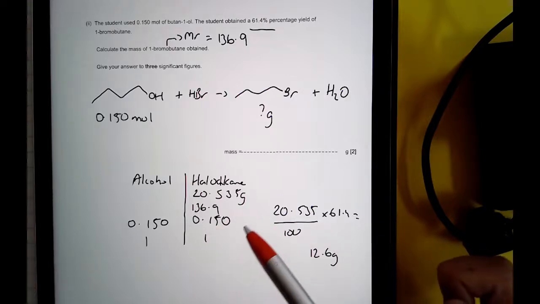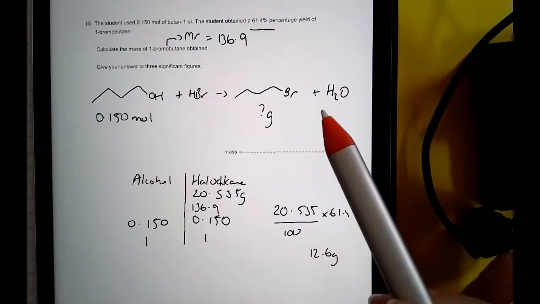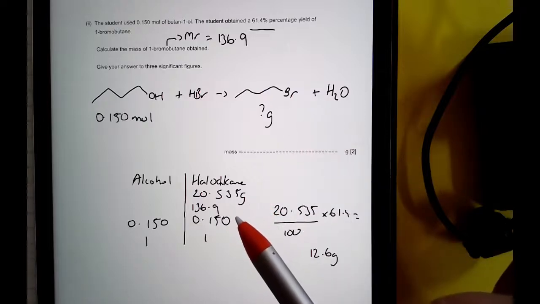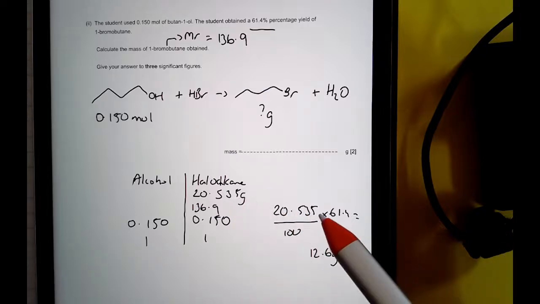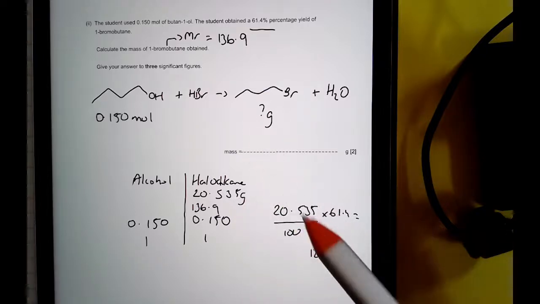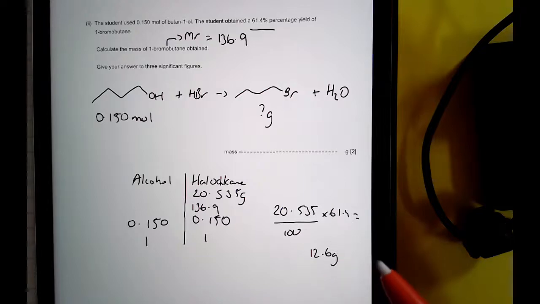So exactly the same as what we have been doing, just a slightly harder equation with the formula mass slightly harder to calculate. But you do the same as always. You work out what you should get in theory, and then you're going to use your percentage yield to work out how much you actually got.